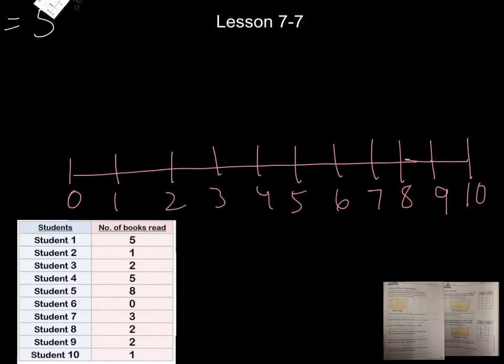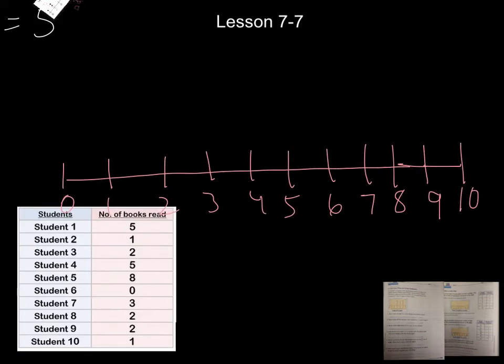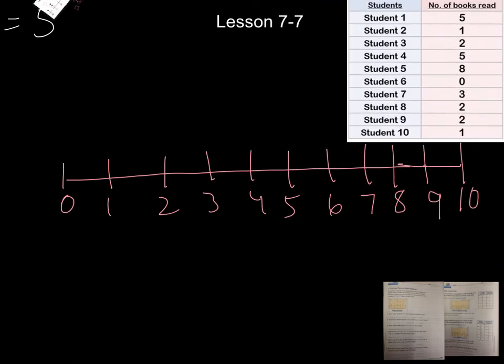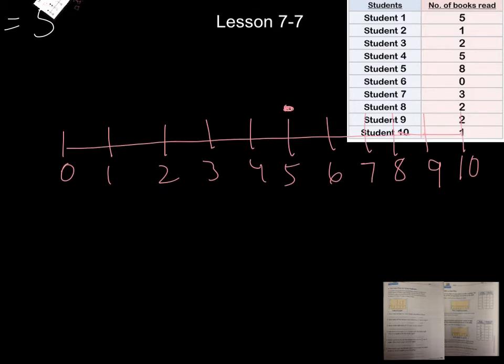Let's see if I can move this down a little bit. Okay, so I'm going to look at the data collected here. It says student number 1 read 5 books. So I'm just going to put a dot above 5. Okay.